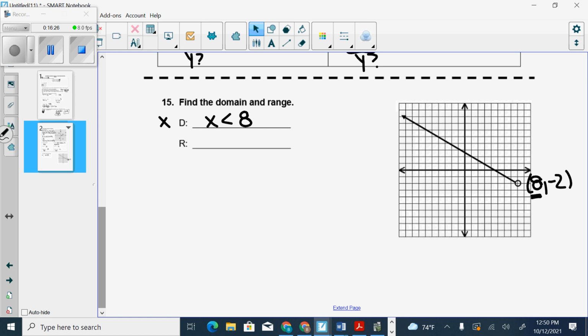Range. Is this thing going to go up forever? Yes. Is it going to go down forever? No. What's the lowest it goes? Negative 2. So if I'm going up from negative 2, are we getting bigger or smaller? Bigger. So how would I write that? y is, very good.